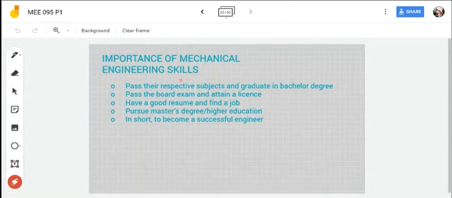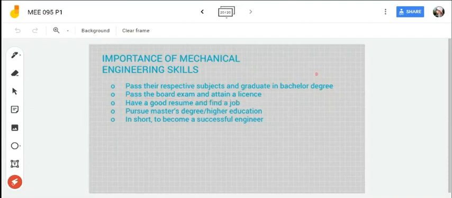So why do we need to have those skills? So this is the importance of having those mechanical engineering skills. So number one, you need those skills so that you could pass your respective subject and graduate in bachelor degree. Syempre, kung hindi mo ma-acquire yung mga skill na yun while you are studying mechanical engineering, then malamang sa malamang you will have trouble, or it will be hard for you to pass your subjects and to graduate on time in this bachelor degree.